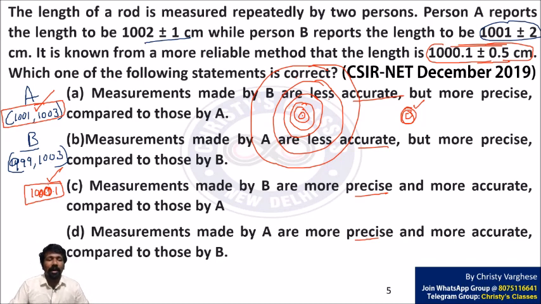Now about accuracy. Accuracy is regarding the correct answer. How much it is near to the correct answer. So for accuracy, definitely you should check with 1000.1. Whether A or B, which is more closer to 1000.1, that will be more accurate. If you check the number 1000.1, that is contained in B, but that is not contained in A. Because A is between 1001 and 1003. 1000.1 is not in that interval at all. But 1000.1 at least belongs to the interval B. That means B is more accurate.